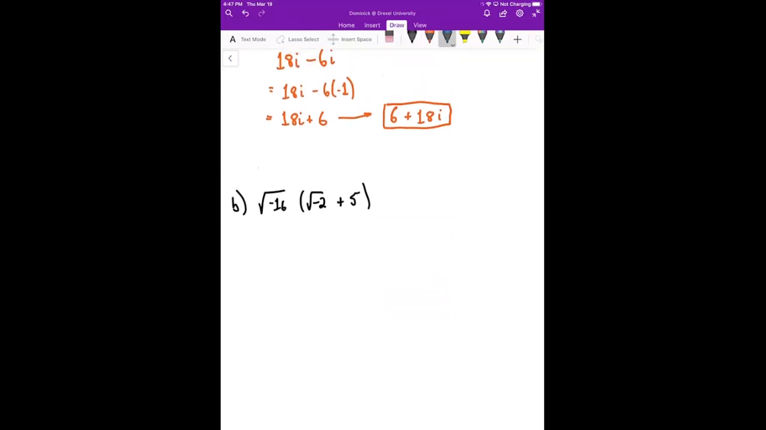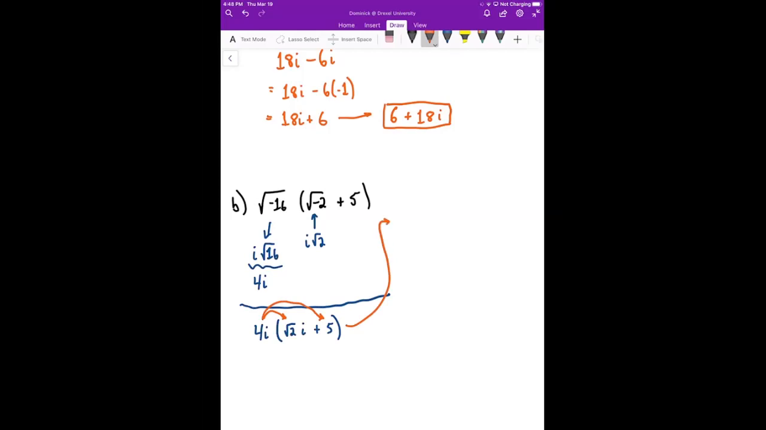Now for part B, we're not so lucky, we have to convert first. So this square root of -16 I can write as an i square root of 16. And of course, square root of 16 is 4, so this is a 4i. And for square root of -2, I can write that as an i square root of 2. We actually can't do anything else with that. So now we can rewrite this as 4i times the quantity square root of 2 times i, plus 5. That's essentially the same as the last problem. We just have to distribute again.